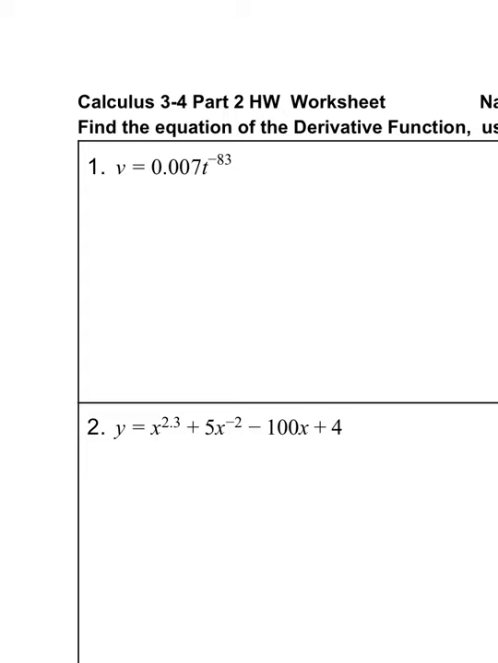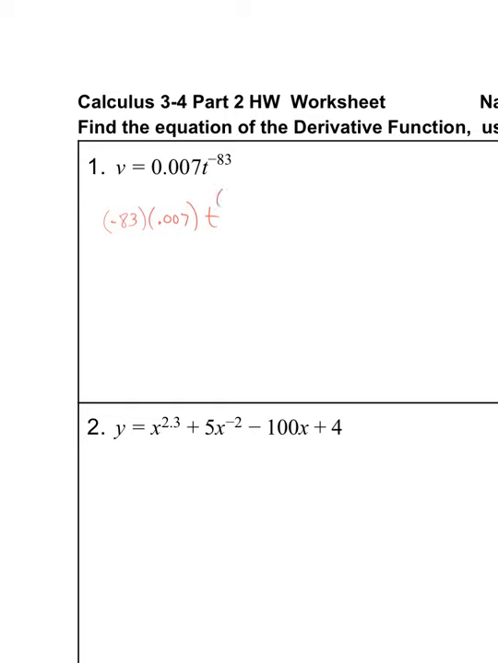Hey Calculus, we are going to go over the power rule and antiderivatives, undoing the power rule. So the first step in the power rule is you take the exponent and you multiply it by the coefficient. It looks like this. The exponent, negative 83, times the coefficient, 0.007. The t comes down. The second thing you do is you subtract 1 from that exponent.